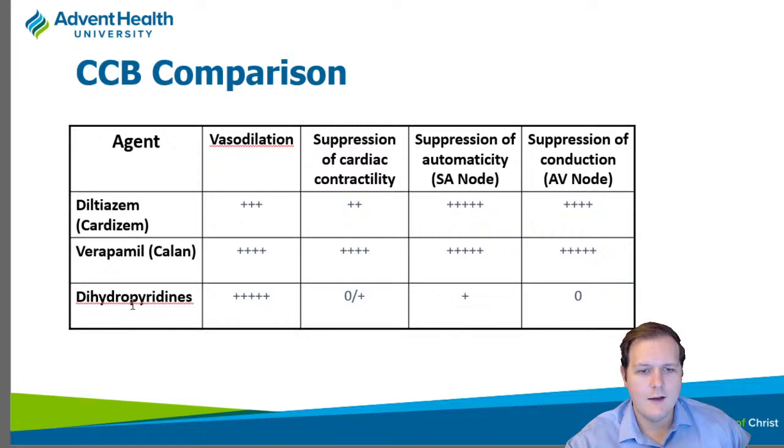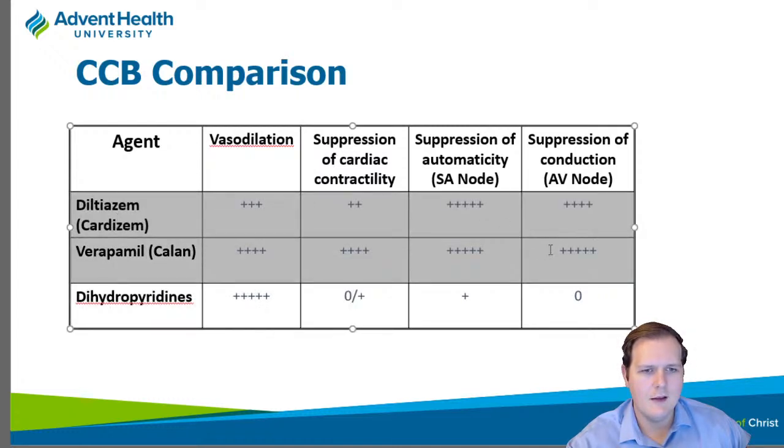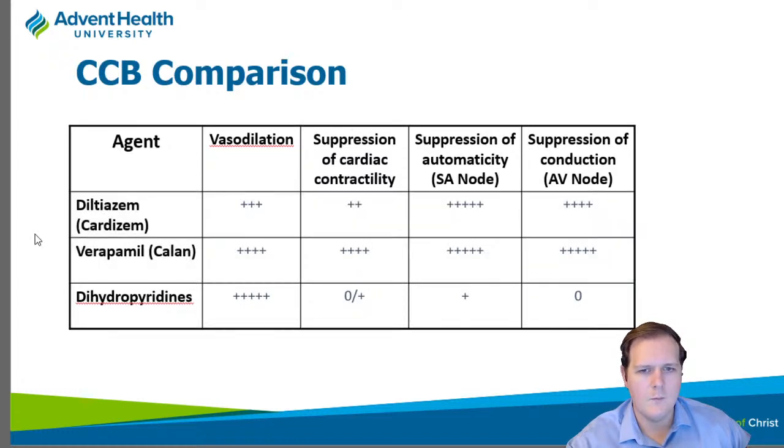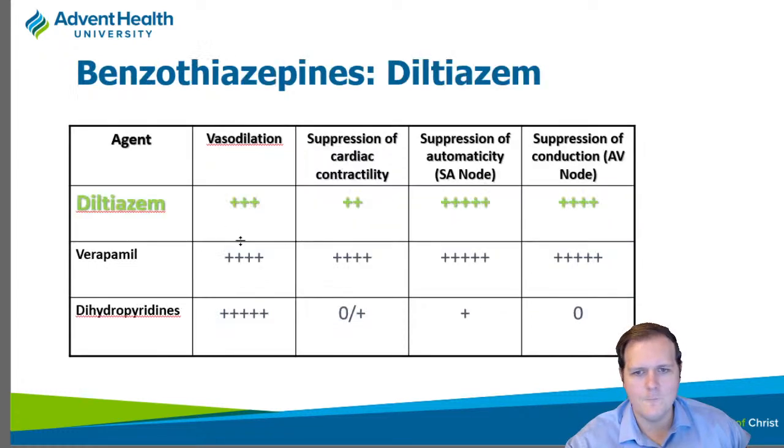On the other hand, dihydropyridines are going to have minimal to no effect on automaticity and no effect on contractility, okay? But they have big effects on vasodilation. So these are going to be much better for something like hypertension specifically, and the non-DHPs are going to be better for things like decreased contractility and heart rate, right? We're going to see where we use these differently based on their indications and things like that.